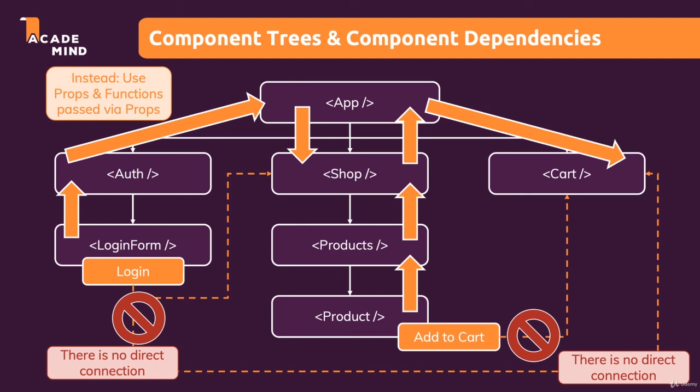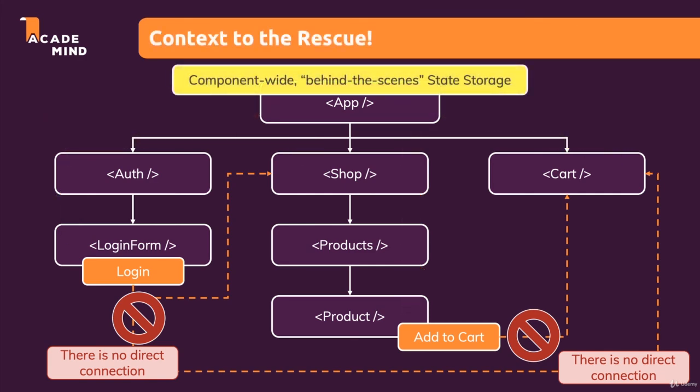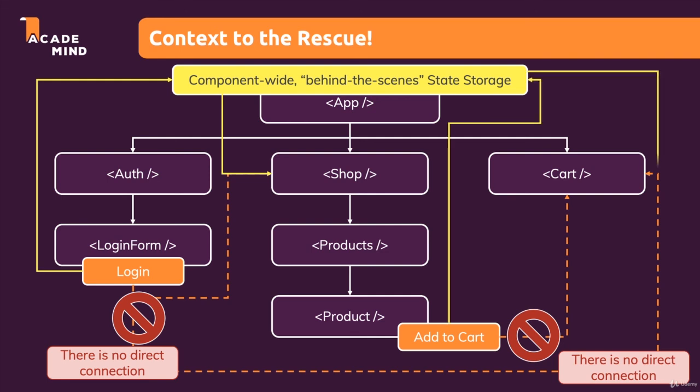And for that, we got a component-wide, behind-the-scenes state storage built into React. We have a concept called React Context, and this in the end allows us to, for example, trigger an action in that component-wide state storage, and then directly pass that to the component that is interested without building such a long prop chain. And that allows us to solve our problem in a more elegant way here. So let's take a closer look at this now.